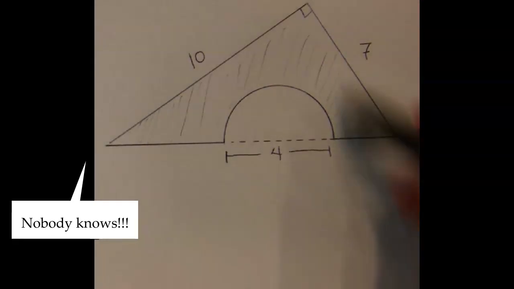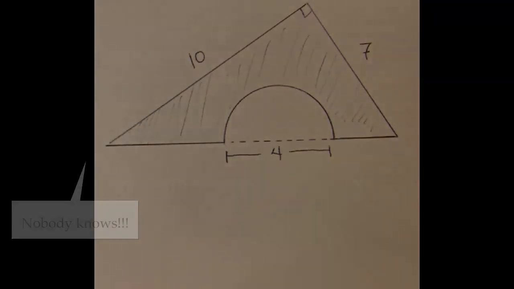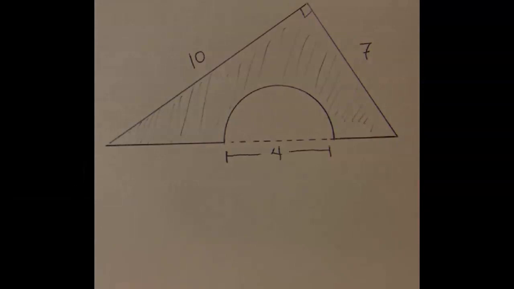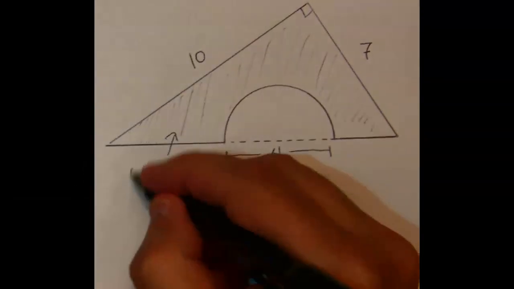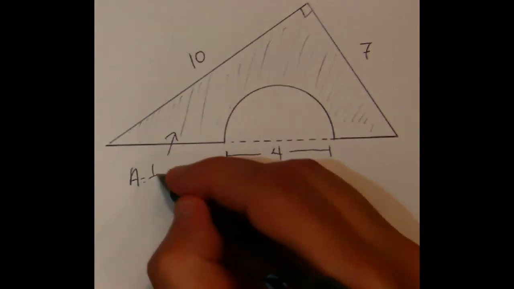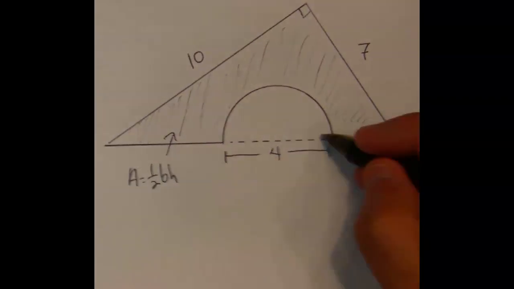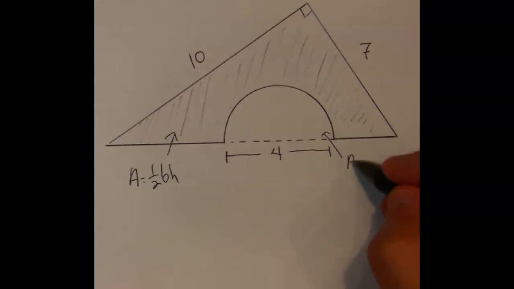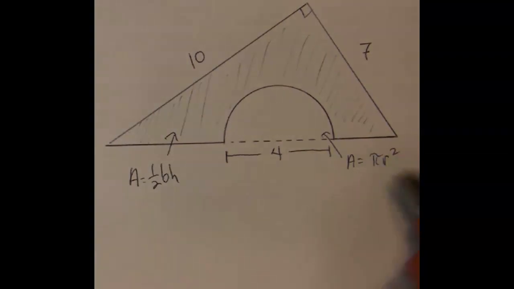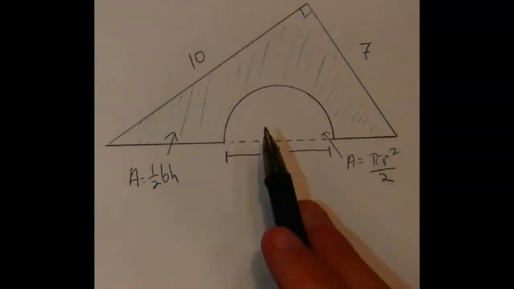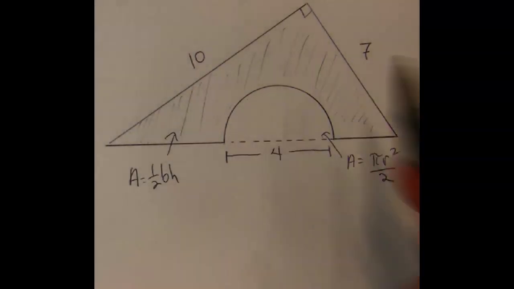Anytime you have something that's cut out, instead of adding the two areas together, you're going to subtract the two areas. So we have two formulas. Here's the triangle, 1/2 base times height, and then the semicircle, pi r squared divided by 2. So find the area of this, find the area of this, subtract, and then we have the remaining area.